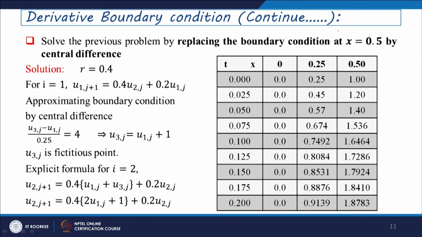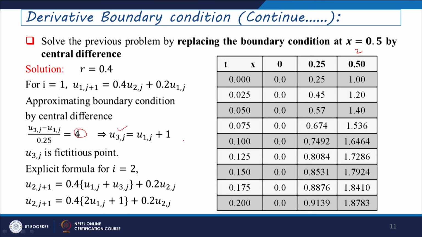So if we go for this problem by replacing the boundary condition at x equals 0.5 with the central difference scheme, then for i equals 1 the scheme is u of 1, j plus 1 equals 0.4 u2, j plus 0.2 u1, j. And by central difference approximation, we have to consider a fictitious point. Since the last boundary point is 2 here, we consider u3, j minus u1, j, divided by 0.25, as 4, and u3, j can be written as u1, j plus 1.